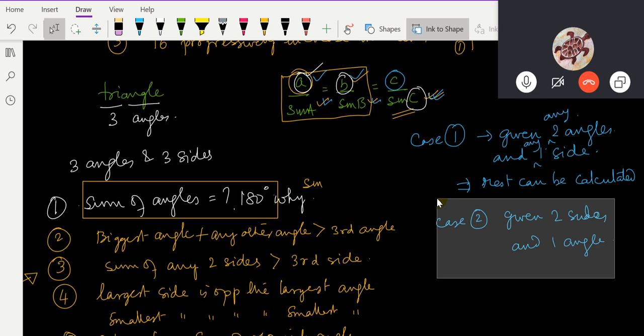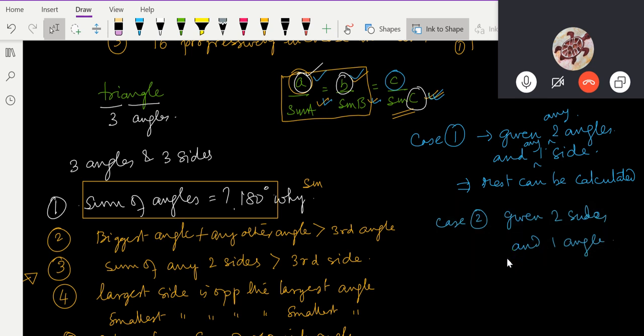Now, so basically, if you look at the triangle again, ABC. If I am given A and B and the angle C, that is the included angle, then I cannot use this rule. Clear? Okay.